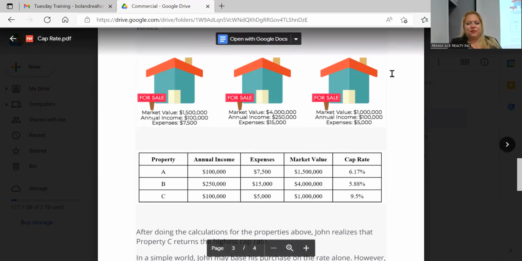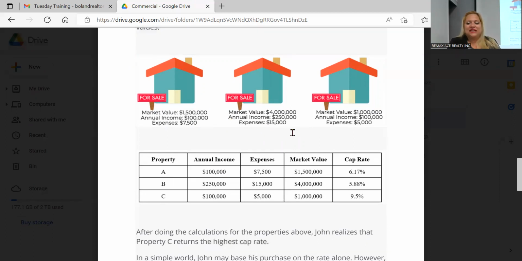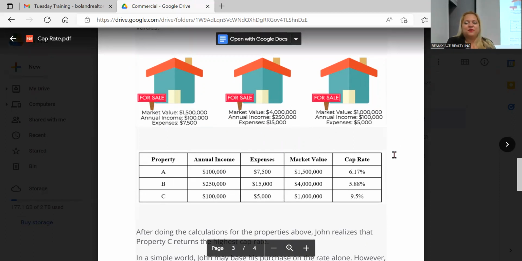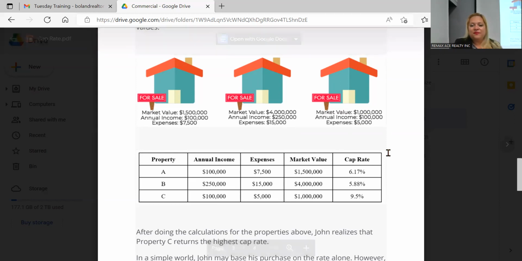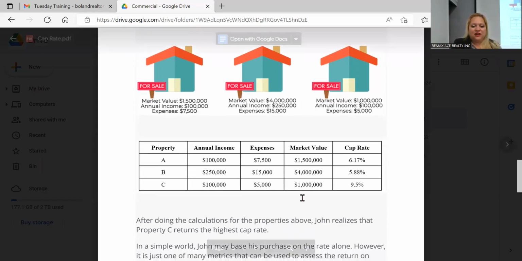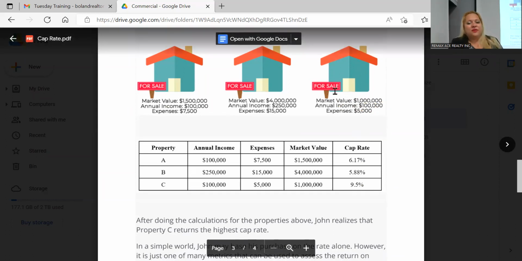Example number 2, market value is 4 million. Annual income is 250. The expenses are 15,000. And then example number 3, the market value is $1 million. The annual income is 100,000 and the expenses are 5,000. Okay. So we're looking at all these different ones to see which has the highest cap rate. We see this one has the lowest market value, they have pretty good income though. They have almost as much income as example 1, but their expenses are quite low.